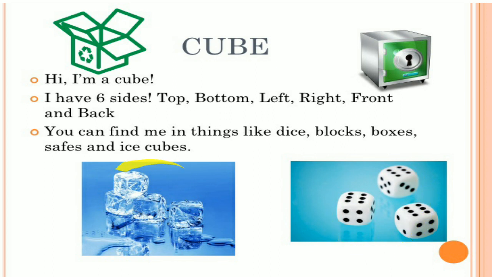Blocks have a cube shape. Ice cubes, and boxes are also in a cube shape. A cube has six sides, and we find cube shapes all around us. So students, you all understand about the cube shape. Now we are going to learn the next slide and the next shape.